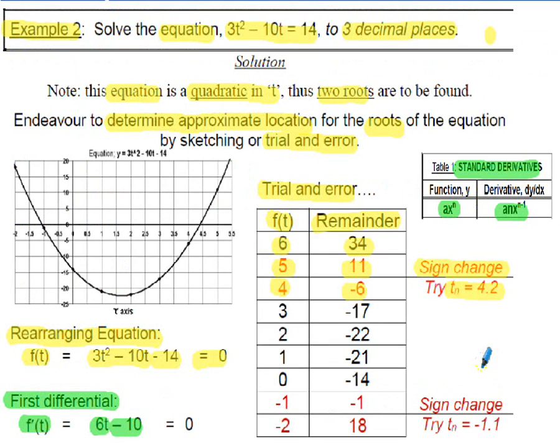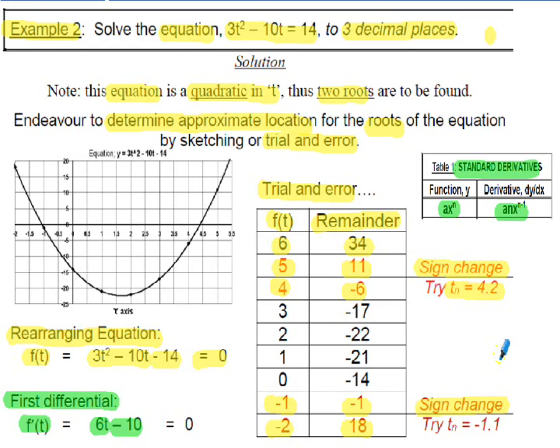So from our trial and error process, if we continue to put the values of t into the equation, we eventually find that when we put negative 1 for t into the equation, we have a remainder of negative 1, so a negative remainder. If we put the value of negative 2 for the value of t into the equation, we have a positive remainder, positive 18. So we have a sign change between t is equal to negative 1 and t is equal to negative 2.